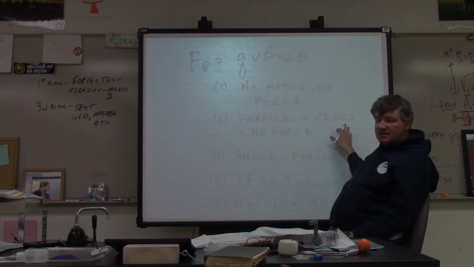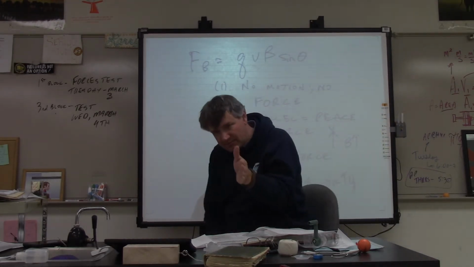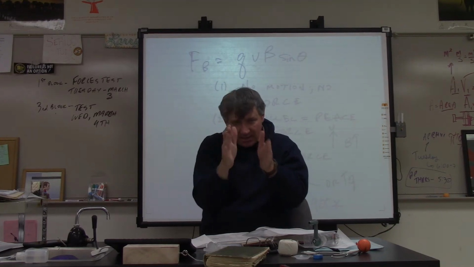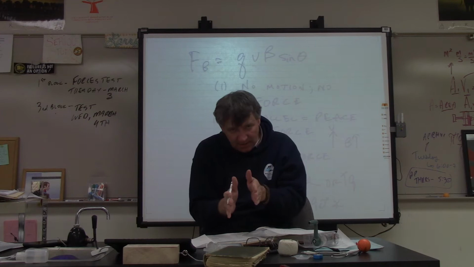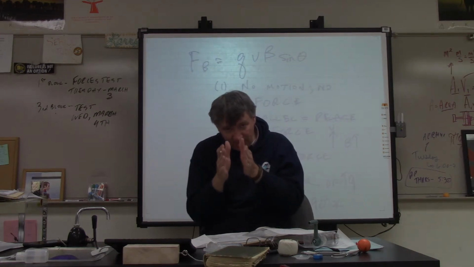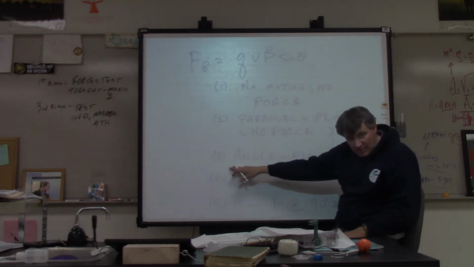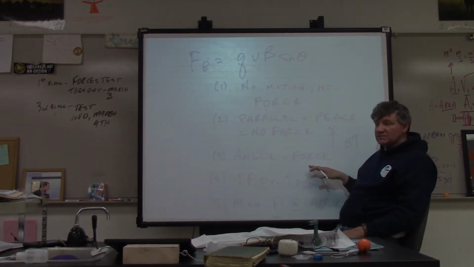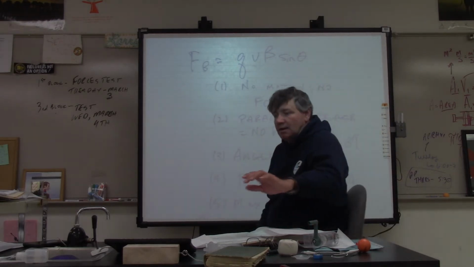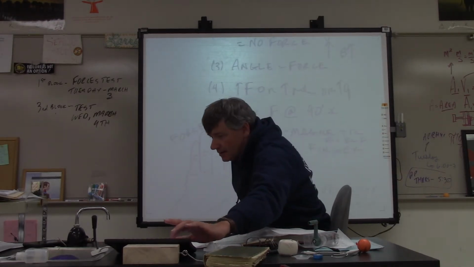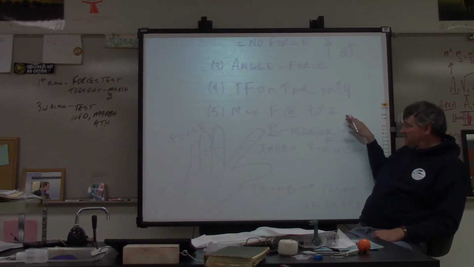Parallel equals peace. If the velocity and your magnetic field vectors are parallel with each other, you won't have any interaction at all, and it will feel no force. If you have an angle other than 0 degrees, you're going to have a force. Obviously, your maximum force is going to be at 90 degrees.